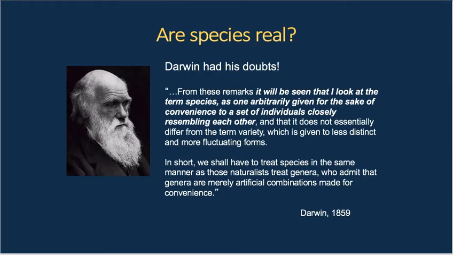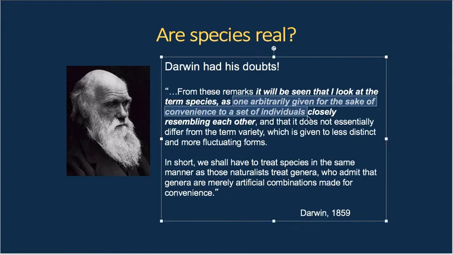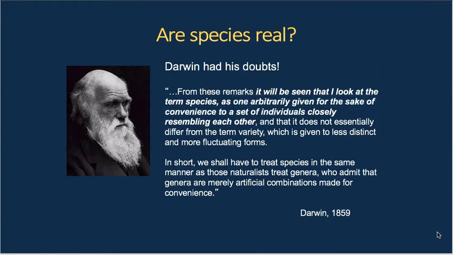Now, the first question, are species real? Darwin himself wrote a little bit about this. I won't read this quote to you. You can read it on your own time. But basically, Darwin had his doubts. Darwin speculated in some of his writings that the concept of a species is one that is arbitrarily given, as we see here, for the sake of convenience to a set of individuals that closely resemble each other. So he thought that species were in large part categories of animals that were created by humans for the sense of convenience.